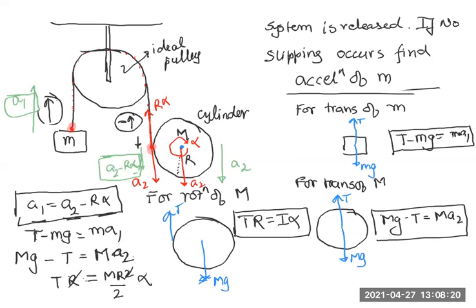So if I add these two equations, if I add the two bottom equations, right, T is going to go away. But I don't want that. I want a2 and R alpha to go away. Okay. So what I'm going to do is I'm going to take this 2 that I have here in the denominator, and I'm going to shift it here.